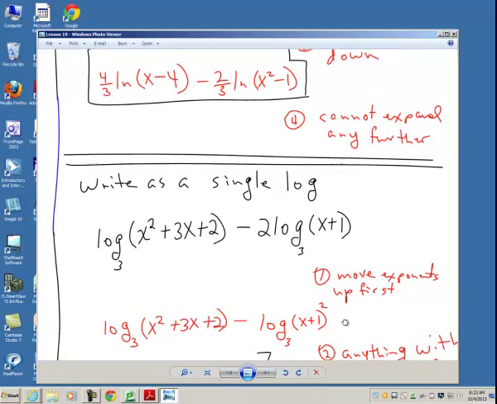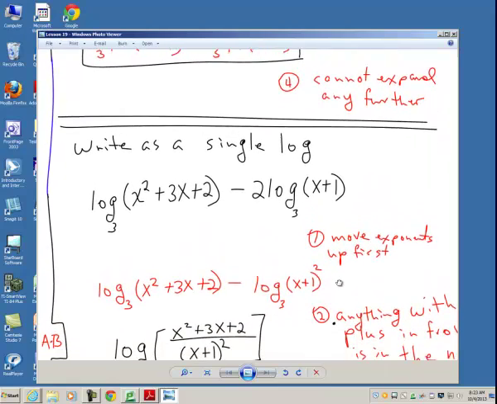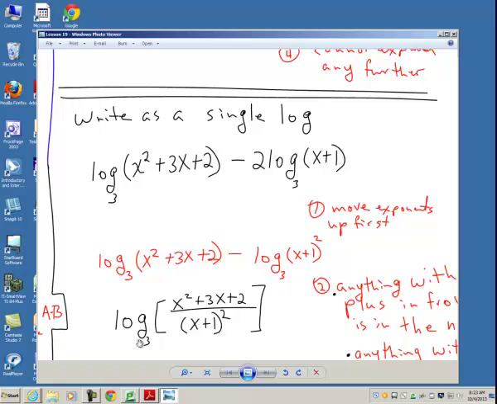And now what? Yeah, now we're going to divide. And it becomes a single logarithm. And here we have x squared plus 3 plus 2 over x plus 1 squared. Now, the problem that students have here is you have to make it into a single logarithm. And what students want to do is they want to put an extra logarithm down here because they confuse it with the change of base formula.